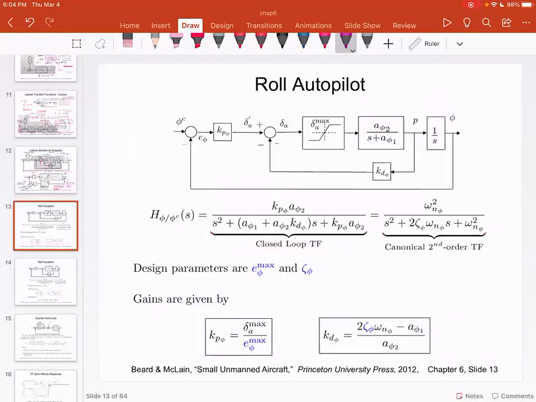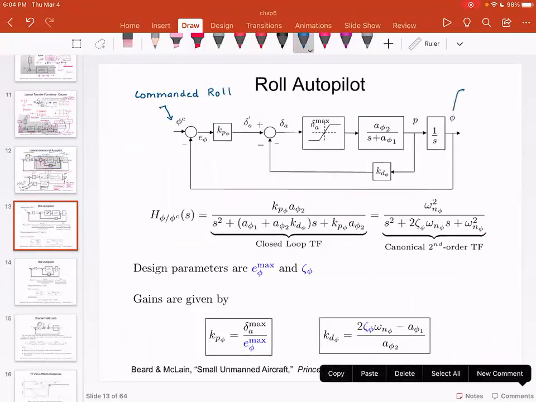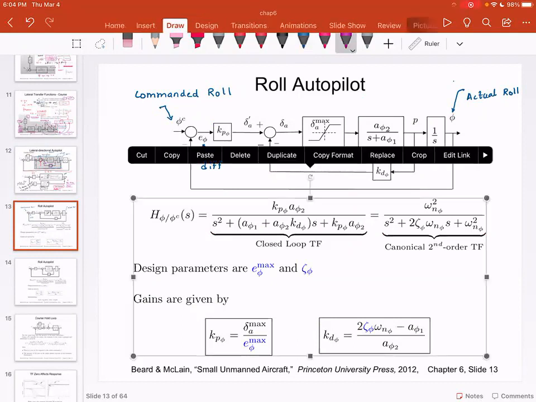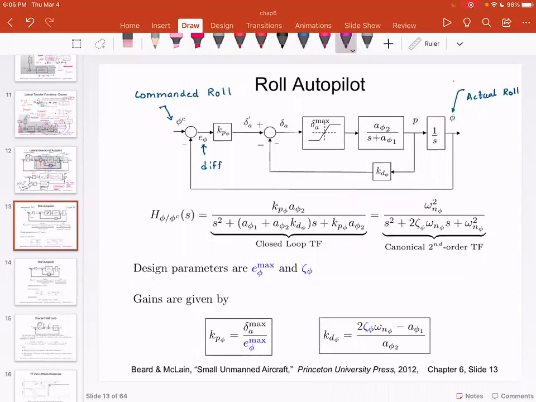Whenever we are talking about the roll, this is the overall loop. This is the commanded roll, which means this is the roll that we want. This is the actual roll. And you have the difference between the commanded roll and the actual roll. That gets fed to this proportional controller, Kp, the proportional controller.